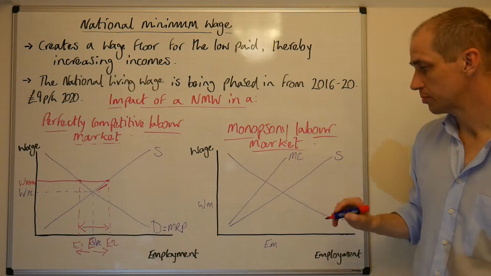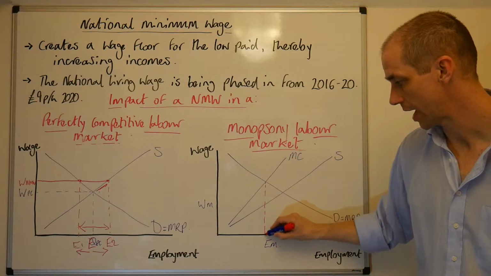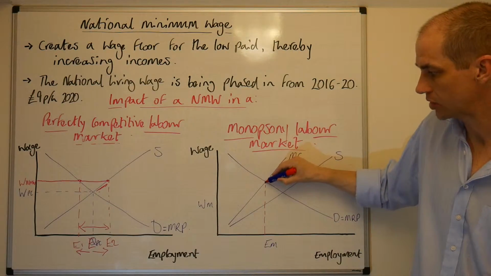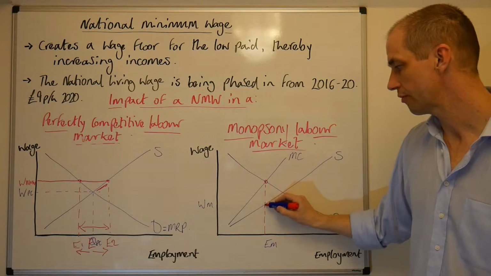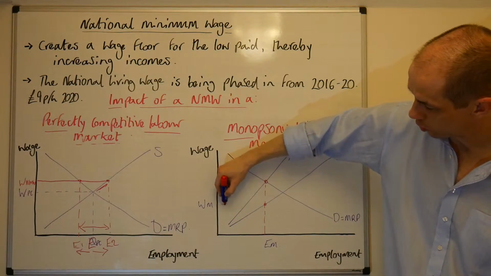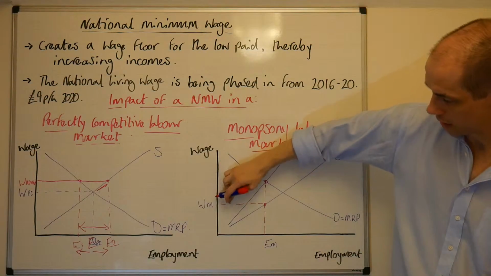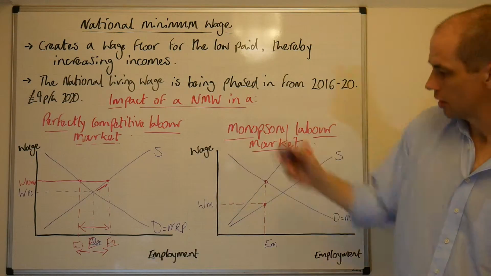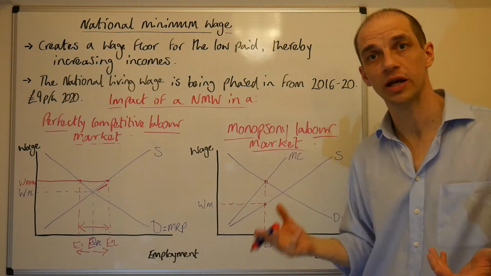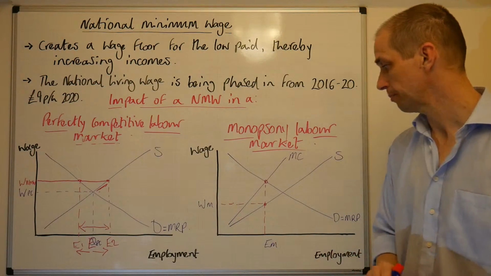Now, if we look at this monopsony labour market, I think it's useful to remind ourselves of how we actually plot this out. So we focus on the point where MC equals MR, and then from there we see where the supply curve is, and that, of course, reflects our wage costs, which we can highlight across like so. So we've got WM and EM standing for wage and employment in the monopsony labour market.